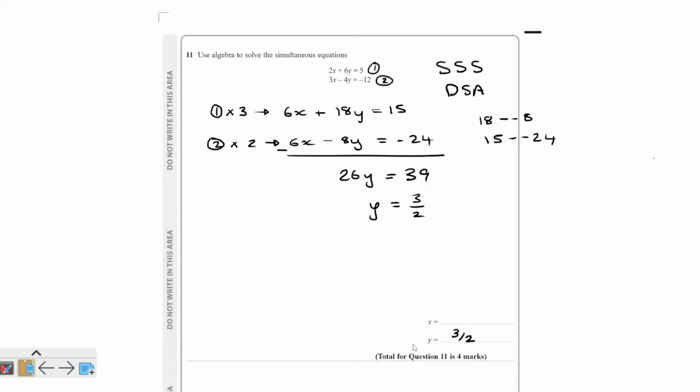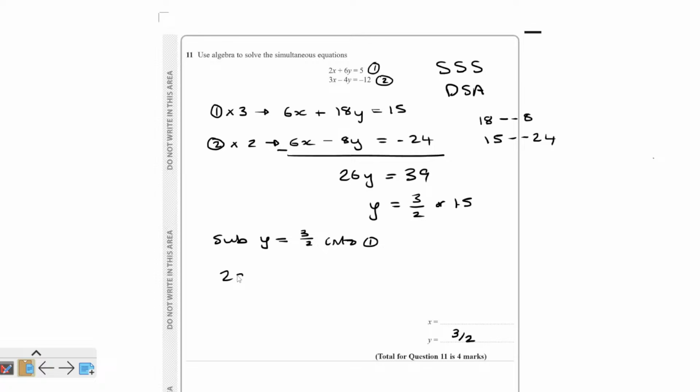Once you've got one of the letters, the second one is so much easier. So you're going to take your y, which is 3 over 2 or 1.5. Write that down so you can see that. And you're going to substitute it back into one of the original equations. You can choose whichever one. I normally try to look at which one looks easier, but you can just pick whichever. I'm probably going to choose equation 1 because I feel like at least there's no negatives. So sub y equals 3 over 2 into equation 1.